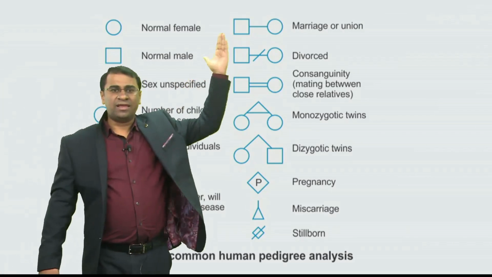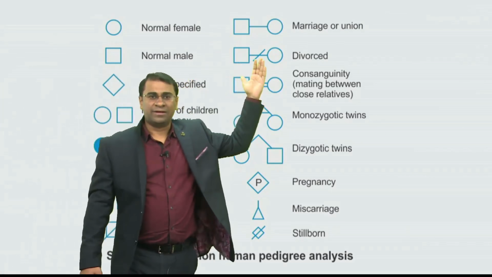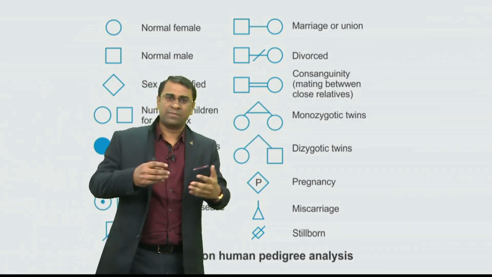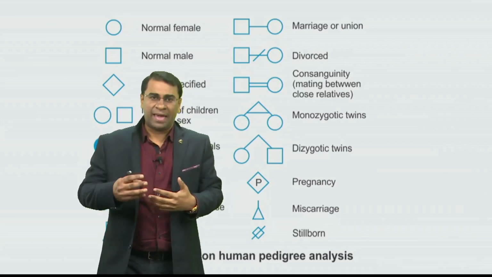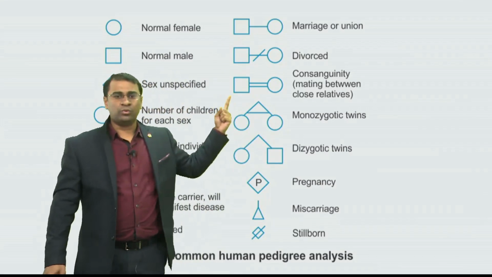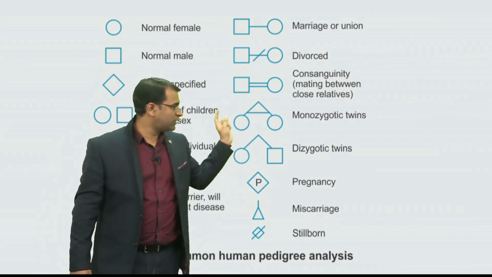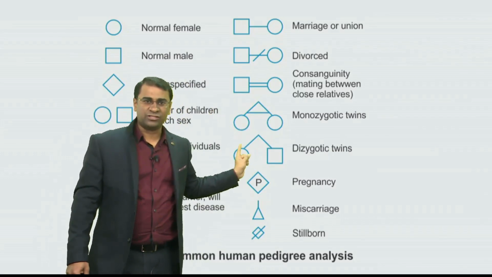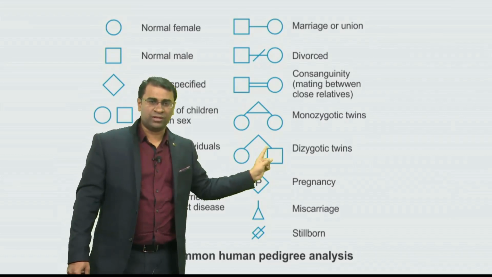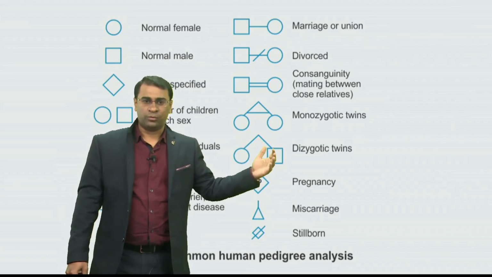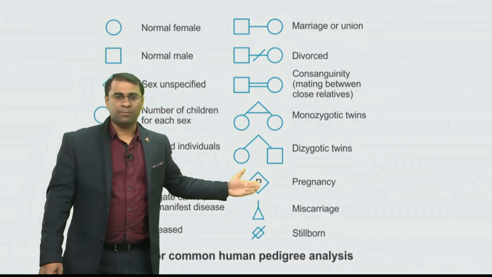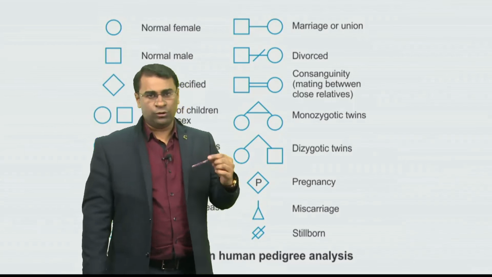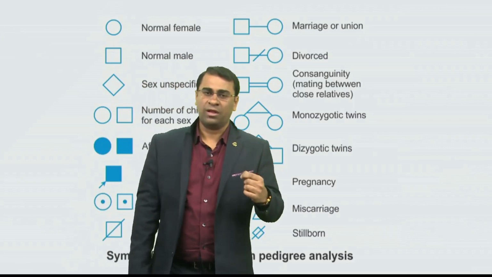A single line shows a marriage, and a line that is cut shows a divorce. When it is two lines, it is a consanguineous marriage, that means a marriage within the same family. When you have a horizontal line joining them, it is a monozygotic twin. When you don't have this line joining them, it's a dizygotic twin. Then there are pregnancy, miscarriage and stillborn. So these are the various notations that we use for solving a pedigree.